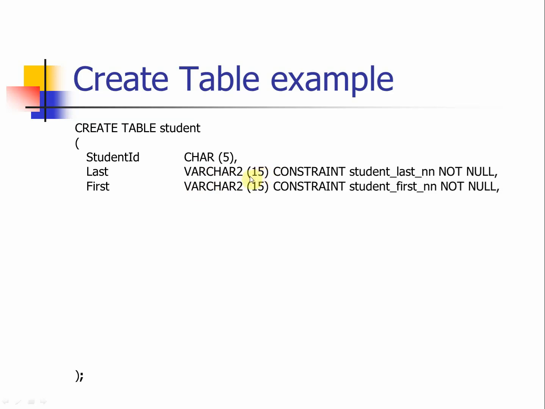The 15 indicates that we can create as large as 15 spaces, and then whatever the user inputs, like my last name is CHEN, it takes only 4 spaces, and it will save all the other spaces. In database design, space is very crucial in terms of storage, and that's why we need to be as precise as possible.